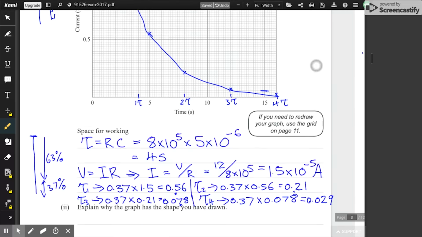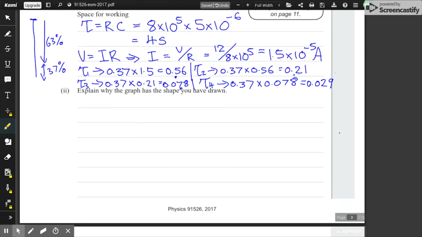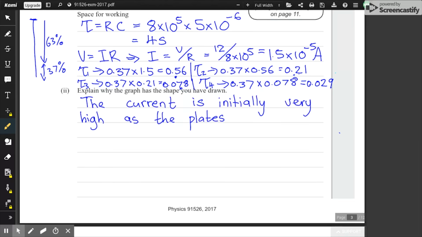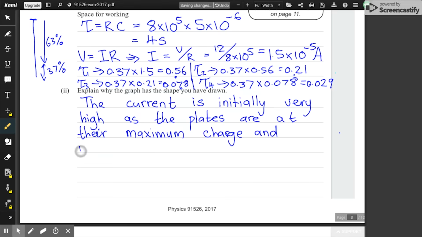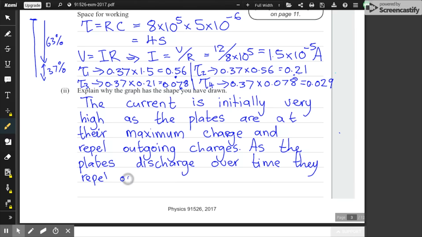So let me try and put that into some coherent sentences. The current is initially very high as the plates are at their maximum charge and repel outgoing charges. As the plates discharge over time, they repel outgoing charges less, resulting in a lower current.